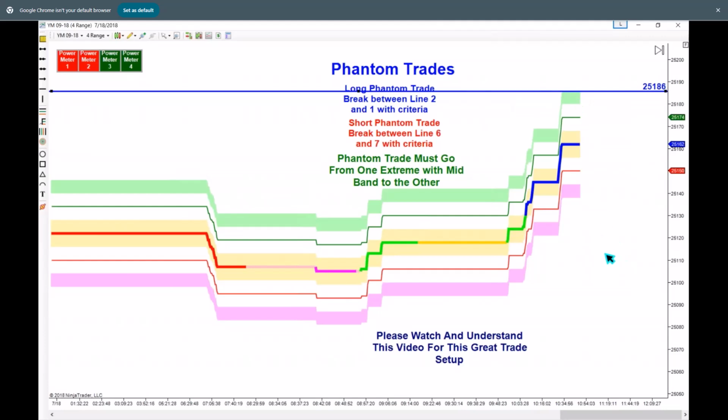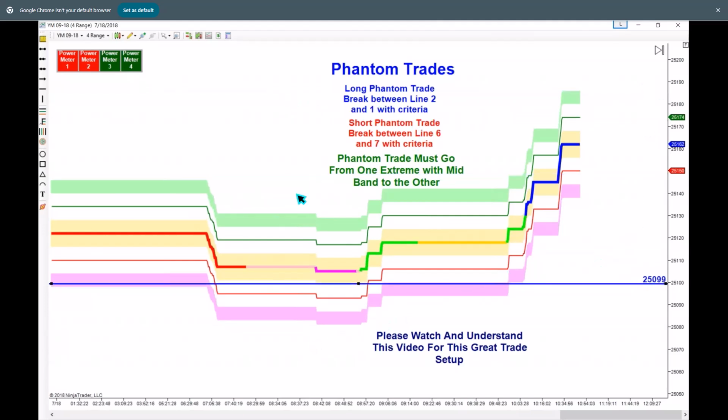So when I start explaining the Phantom type trade, you need to know exactly where that Phantom is. Basically, on Phantom trades, a long Phantom trade is going to be a break between line 2 and line 1 with certain criteria, which I'm going to go over in this video. A short Phantom trade, on the other hand, will be a break between line 6 and line 7 with particular criteria. Okay, a Phantom trade must go from one extreme with the mid-band to the other. In other words, you go from short to long, and you're looking for a Phantom trade.